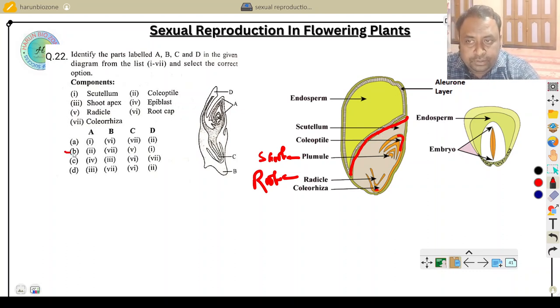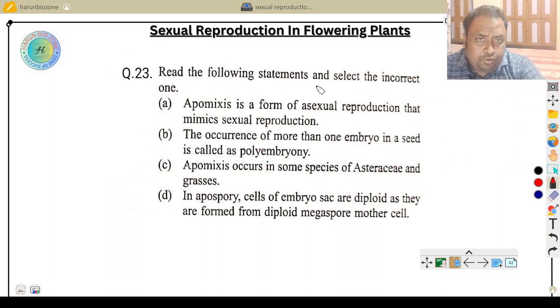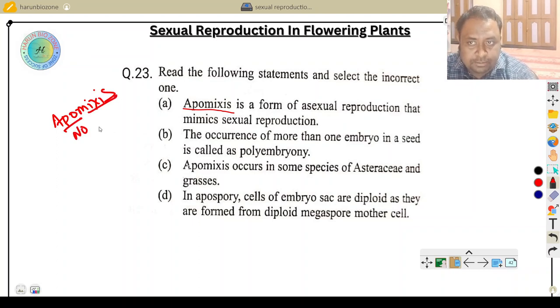The correct answer here is B. Next question: read the following statement and select the incorrect one. Apomixis is a form of asexual reproduction that mimics sexual reproduction. What is the meaning of apomixis? Apo means no, mixis means mixed, that is, no gametes are mixed. Male gamete and female gamete do not mix, so the offspring are 100% parental. That is asexual reproduction that mimics sexual reproduction.